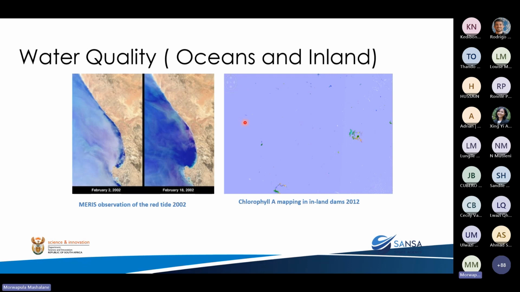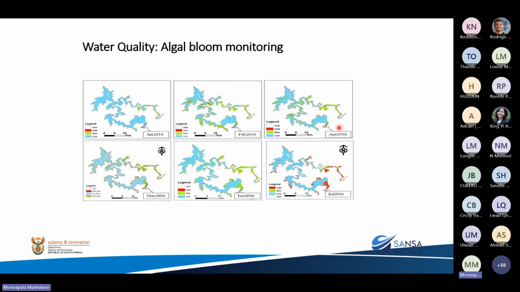For instance, the water quality in oceans and inland, we have used different types of satellites to monitor that, like MERIS, which was observing the red tide in 2022, and also mapping the chlorophyll in the inland dams, which is basically a result of the algae. And also monitoring the water quality in dams, as you can see here.